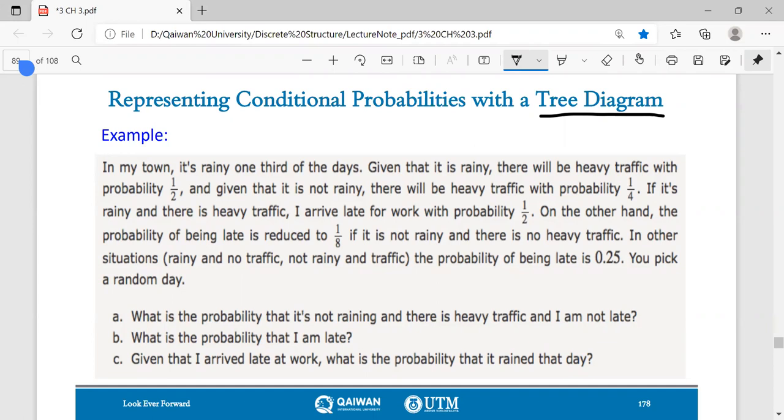In the example, it says, in my town, it's rainy 1/3 of the days. That means in each 3 days, one of them is rainy. One of the 3 days is rainy. That means 1/3 of the days is rainy, so the probability of rain is 1/3.